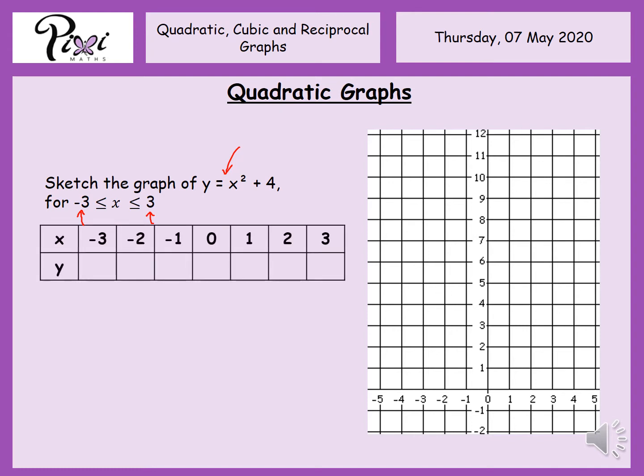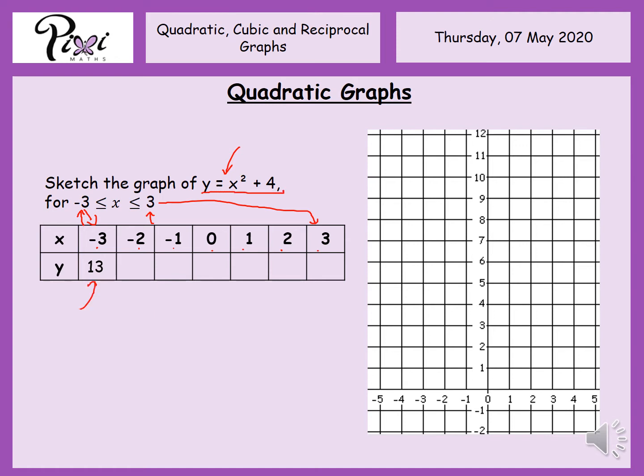So we've got x is minus 3, from here, going all the way to x is 3, and we've done it once every whole number, so minus 3, minus 2, minus 1, 0, 1, 2, 3. And what we're going to do now is go through and work out the y values for this. To work out the y value, we're going to just substitute in to this up here.